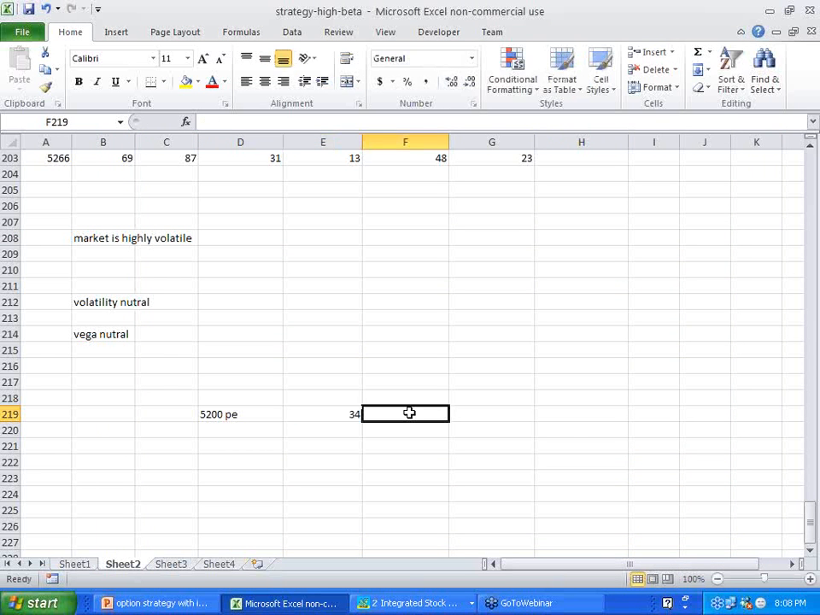Delta is minus 0.2495. This is what it is showing. So how do I translate the meaning of this? Delta is associated with the underlying asset value. The underlying asset is Nifty. Nifty is the underlying asset.